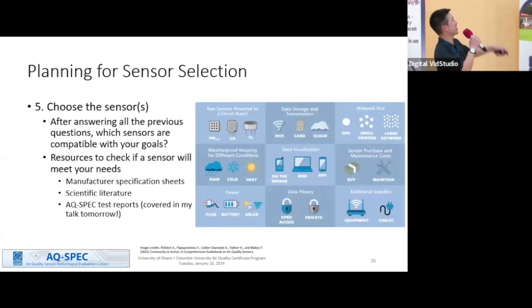Oh, that's just the same thing. More pictures. Yeah, think about the sensors, think about the housing and the weatherproofing.